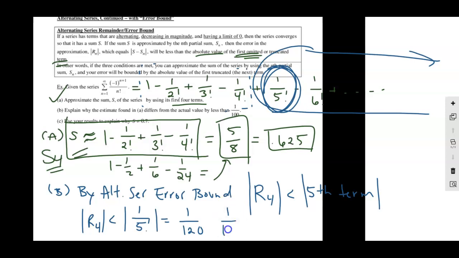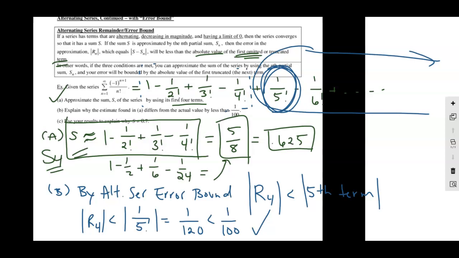Let's compare that to 1 over 100. Since 120 is bigger than 100, I know 1 over 120 is smaller than 1 over 100. Right, so there we go. We've proved it. Since we have the alternating series error bound, I know my maximum error is just the size, the absolute value. Even if it was a minus 1 over 5 factorial, we would ignore the negative. We don't care. I know the maximum error is just the size of that first unused term.